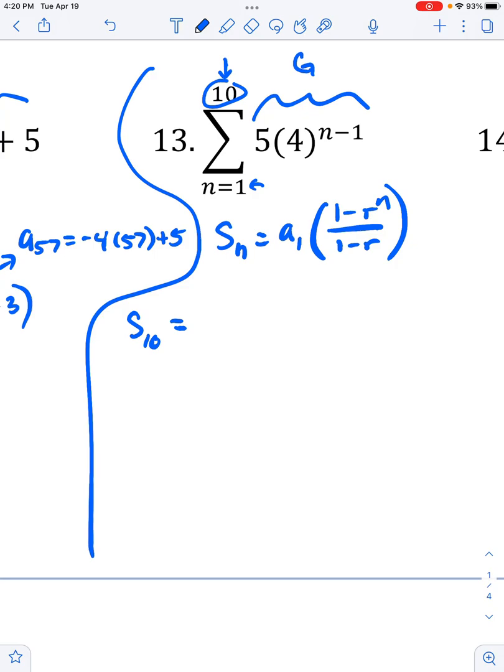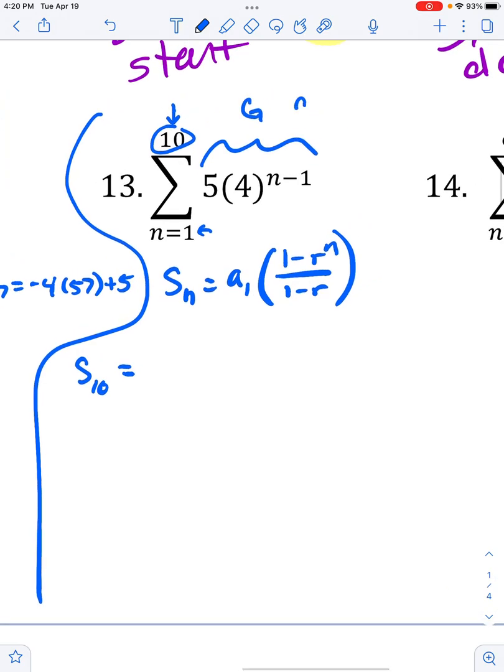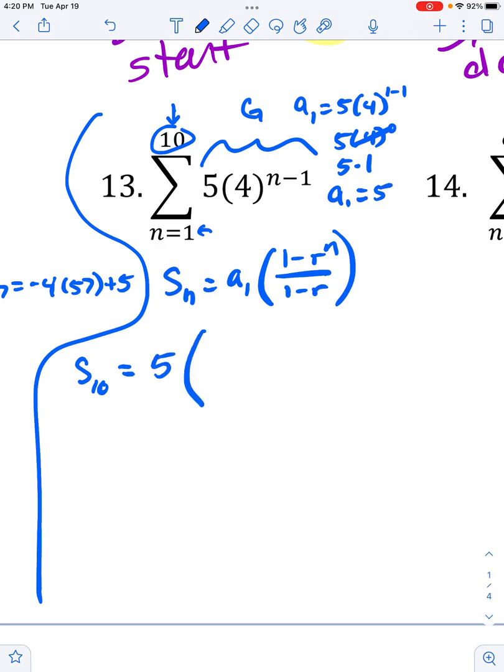I need the first one. Well, like always, to find the first term, I plug in a 1. 1 minus 1 is going to give me 4 to the 0 power. Anything to the 0 power is 1, but the only thing affected by the 0 power is the 4. So I end up with a first term of 5.